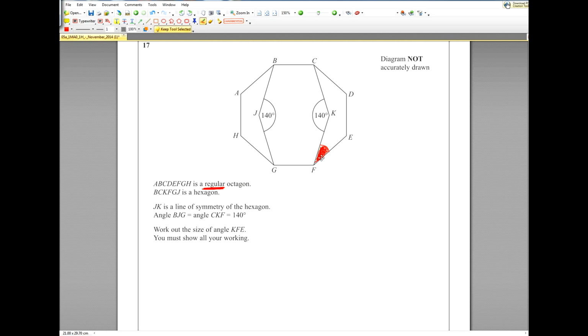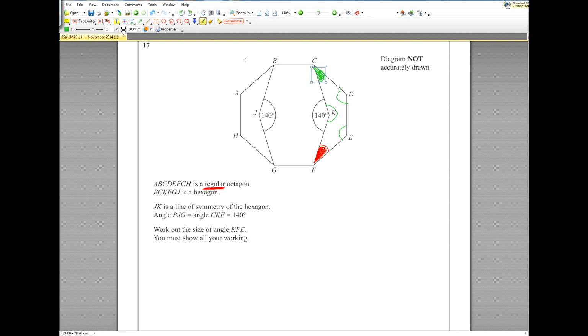Now, in order for us to work out this angle here, we need to know this angle here, this angle here and this angle here. Now, what do we realize? KFE is the same as this angle up here, isn't it? So these two are the same because of the symmetry of the shape. This one here is the same as this one. Are we happy with that idea? So let's start working out these angles now.